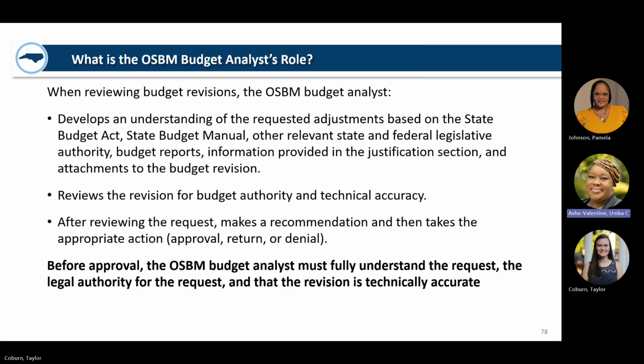Before approval of a revision, the OSBM budget analyst must fully understand the request, the legal authority for the request, and that the revision is technically accurate. Why does this matter? It is in our mutual interest to review and make the approval quicker, to minimize the follow-up effort and make sure all the information is there.